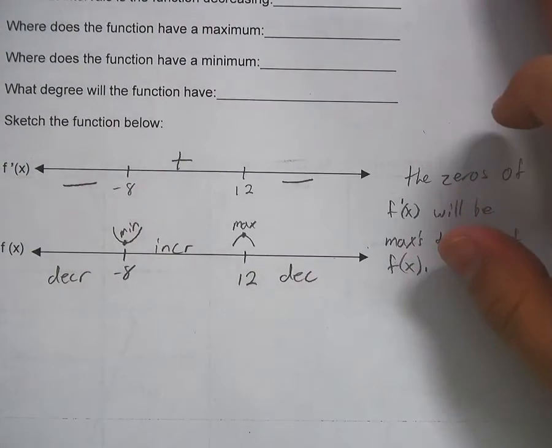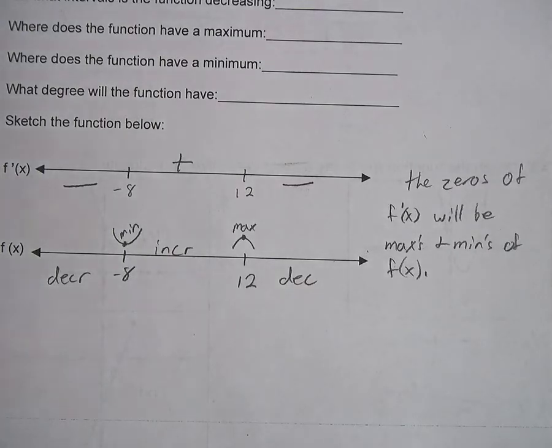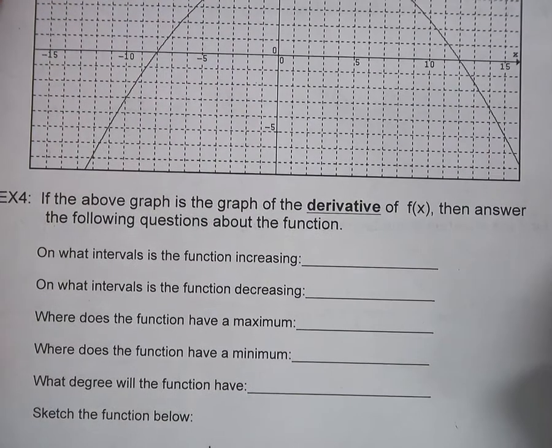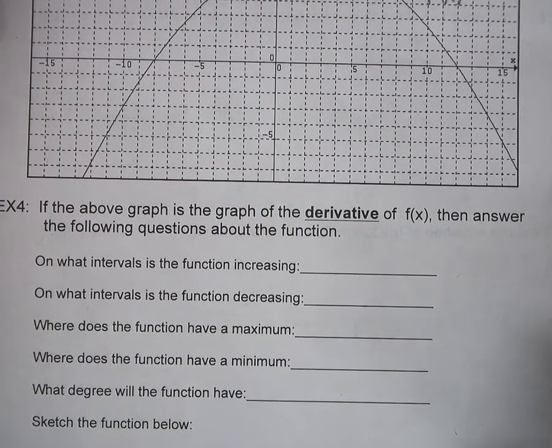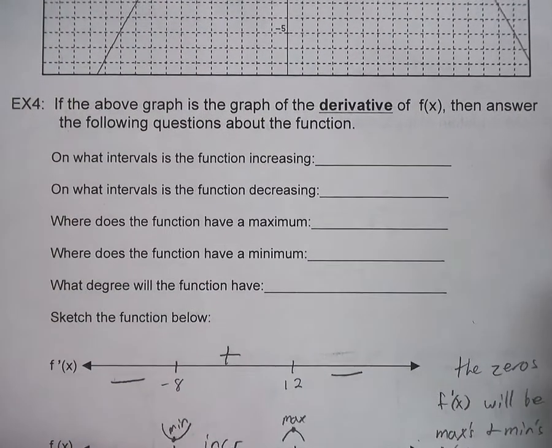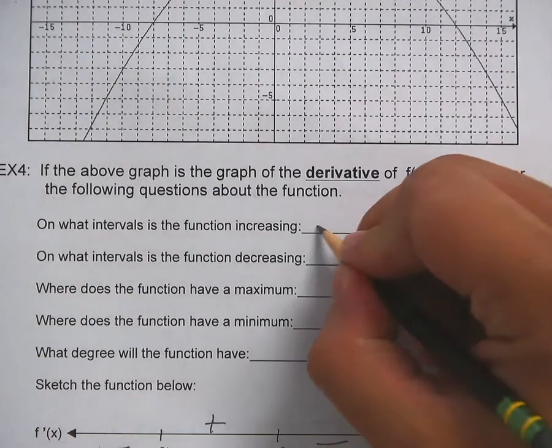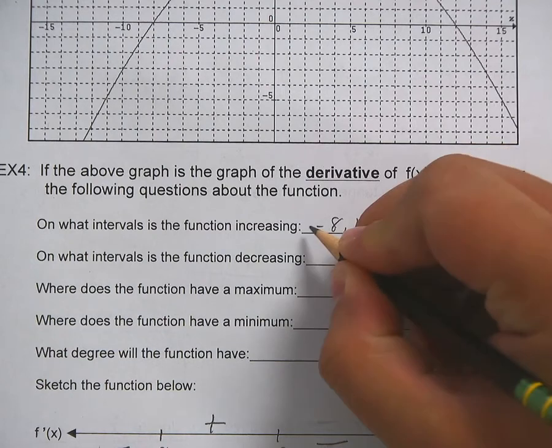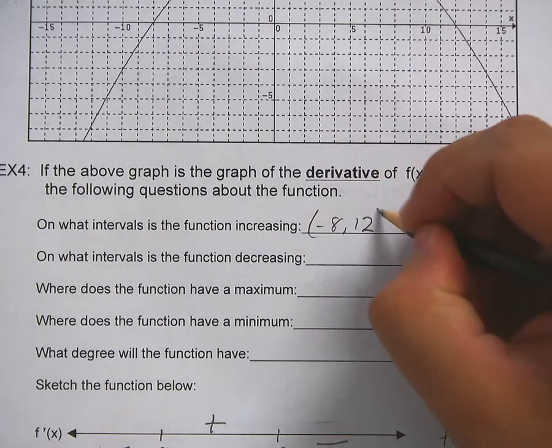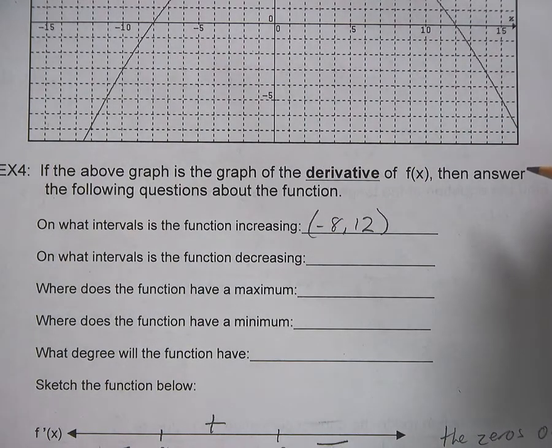Now let's actually go up and answer some of these questions. This video is getting a little long. On what interval is the function increasing? So where is it increasing? Well, we already answered that down here. It's increasing where the slope is positive, between negative 8 and 12. Right? Between negative 8 and 12.